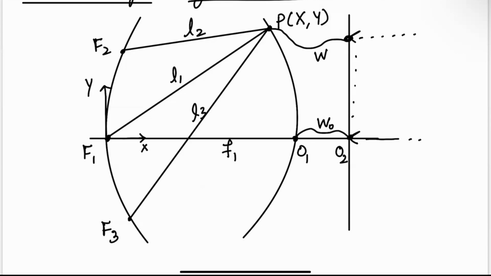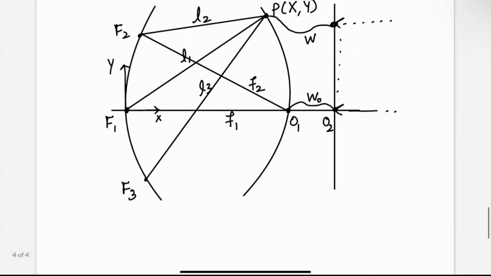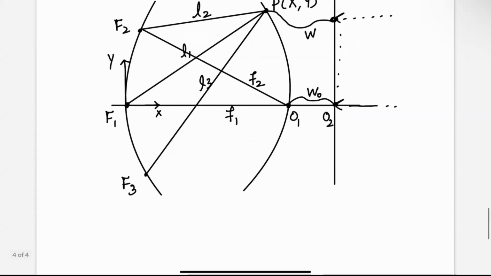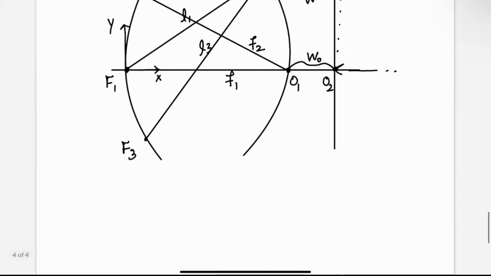And I'll also label one more line, which is very important, which is this one. I'll say this one has a length of F2. Okay, so that's basically the geometry. So W here is our second degree of freedom. And of course, you have F1 and F2, which are also degrees of freedom, which you can set. Okay, so what do we want?